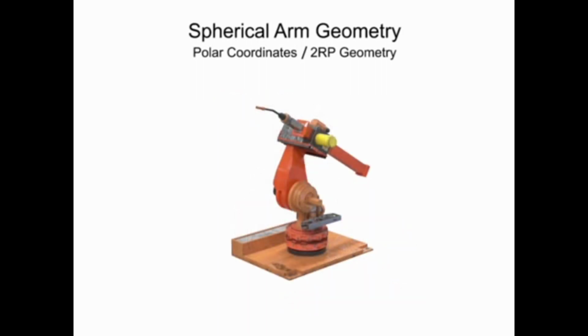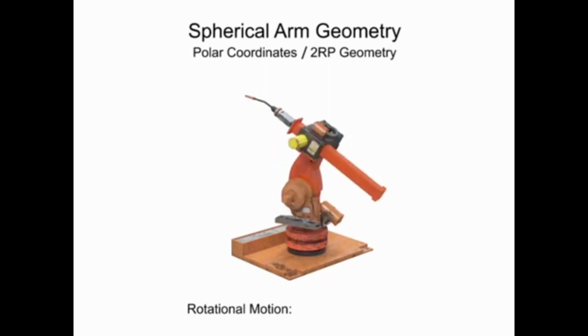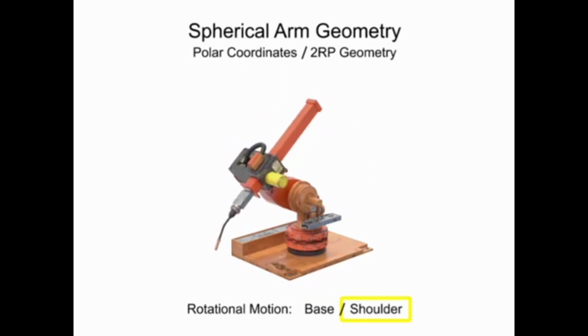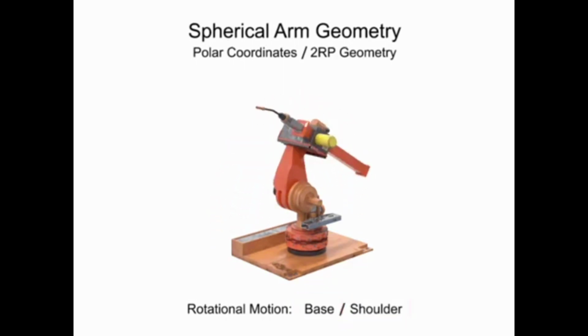Robotic arms with spherical geometry have rotational movement in two directions: rotational movement at the base and rotational movement at the shoulder. Spherical arm geometry robots also have linear motion in one direction, typically the reach of the arm.